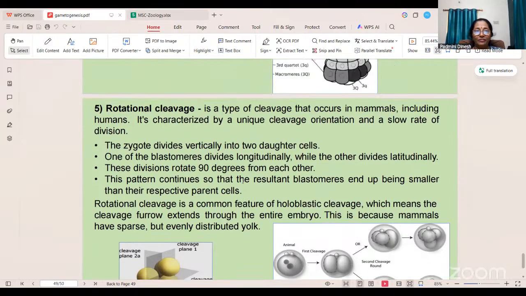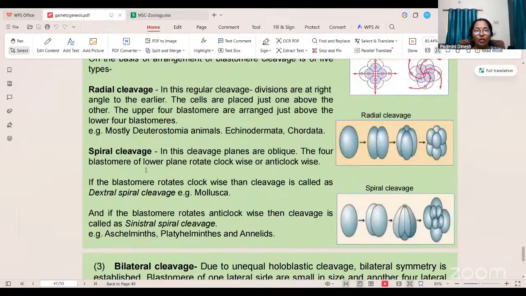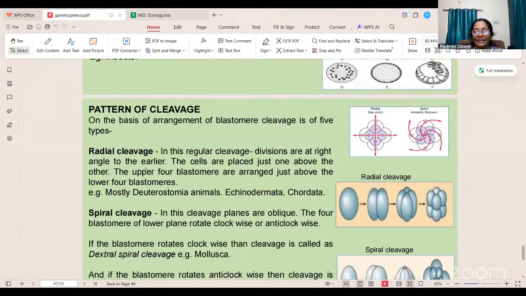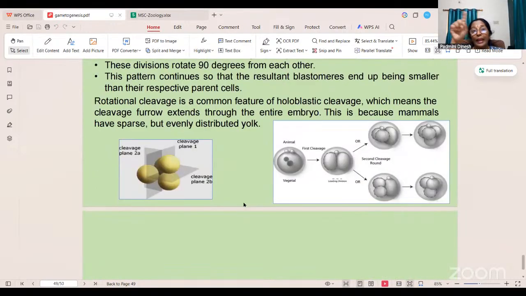So the cleavages are different in different types of species. What are the cleavages that we saw? We saw the rotational cleavage, the biradial cleavage, then the spiral cleavage and the radial cleavage. Now, these cells after cleavage will undergo the MBT stage, the mid-blastular transition. From the mid-blastular transition, they have to go to the gastrulation stage.